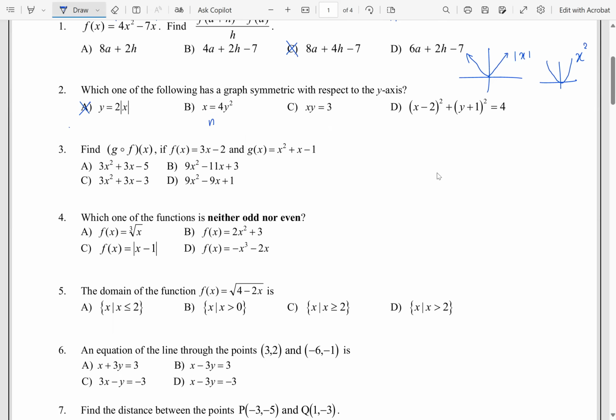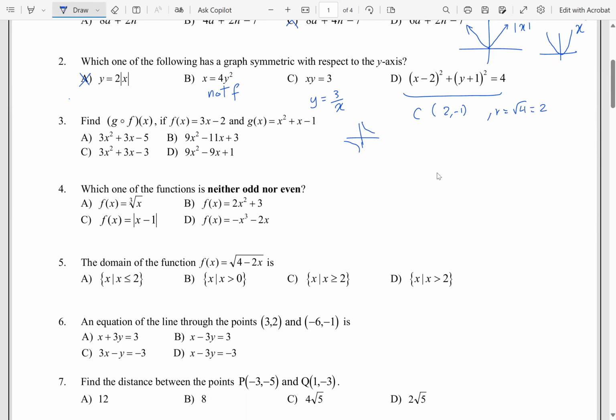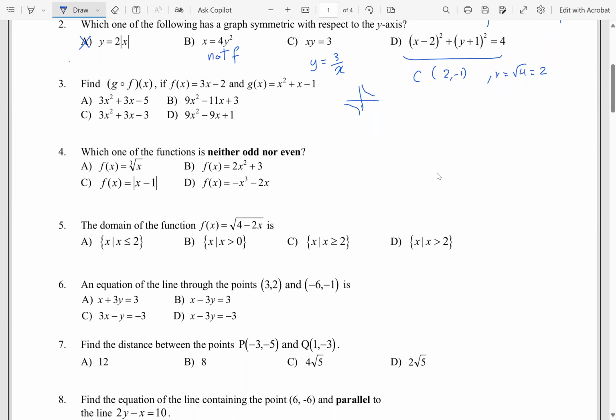But this one is not a function. xy equals a constant is the reciprocal function. y equals 3 over x is the reciprocal function, with two curves like this in the first and third quadrants. And this is really the equation of a circle whose center is 2, negative 1, and the radius equals square root of 4, which is 2. So the answer is A.